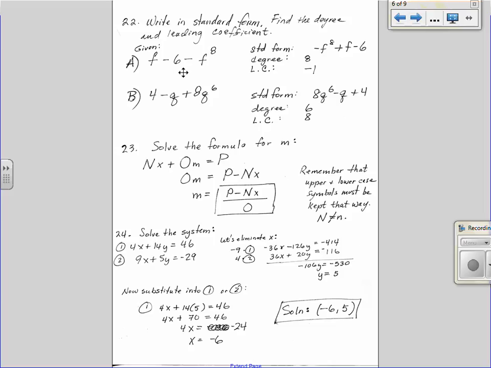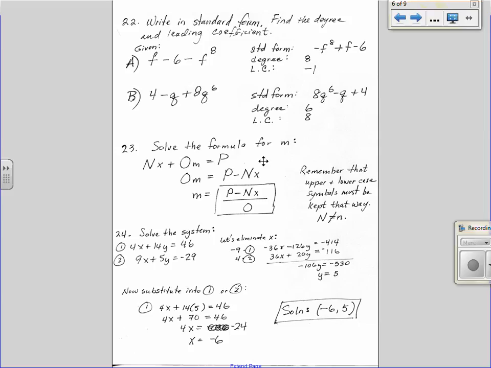We want to write these in standard form, so we want our highest power term to come first. So I've rewritten this in standard form. Then the degree and leading coefficient: the highest power on a variable is 8, so that's the degree, and the number in front of it, the leading coefficient, is -1.